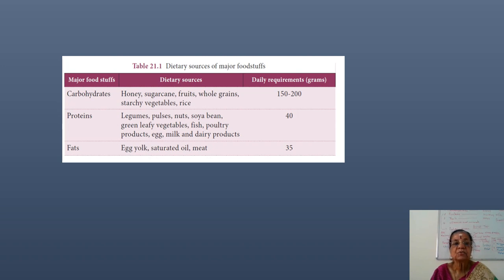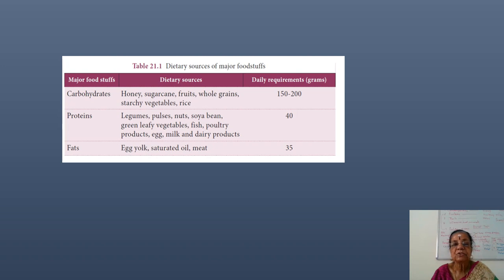And proteins are legumes, pulses, nuts, soya bean, green leafy vegetables, fish, poultry products, egg, milk and dairy products. Other dairy products are cheese, paneer, butter, cream.